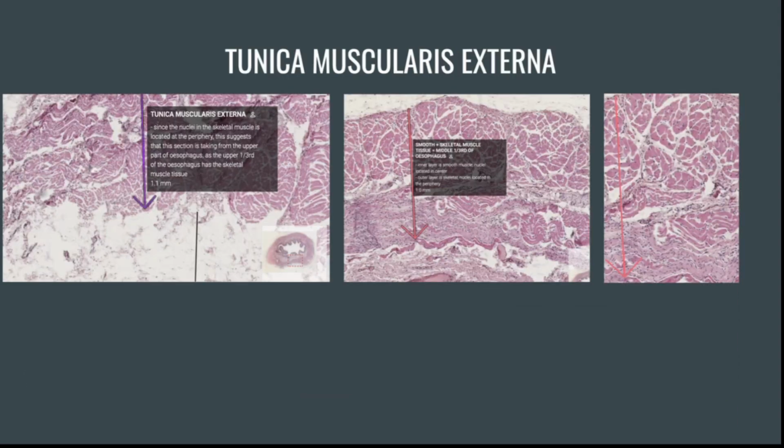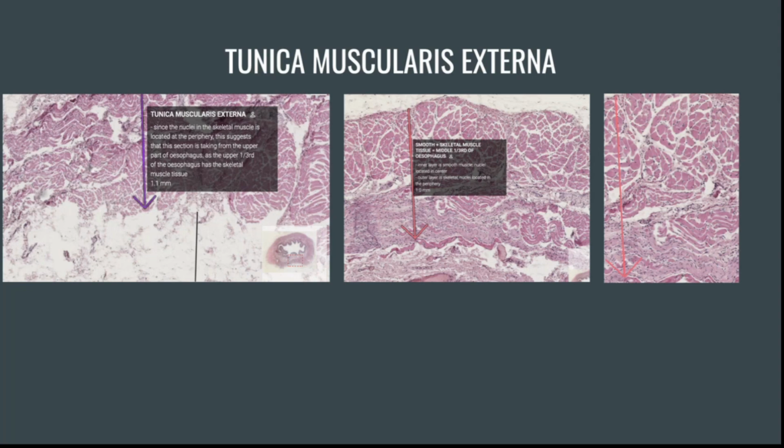So moving on, the next layer is the tunica muscularis externa. Since we know the esophagus is a very long organ, around 25 centimeters, the type of muscle in the tunica muscularis externa changes. In the initial one third, both layers are made up of skeletal muscle. In the middle part, there's a mixture of both skeletal muscle and smooth muscle, which means there is a transition from skeletal muscle to smooth muscle, and then the lower two-thirds is made of smooth muscle.